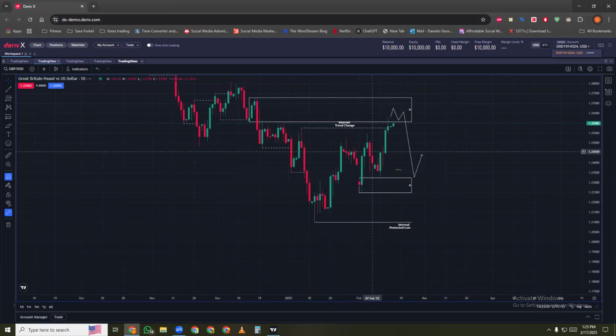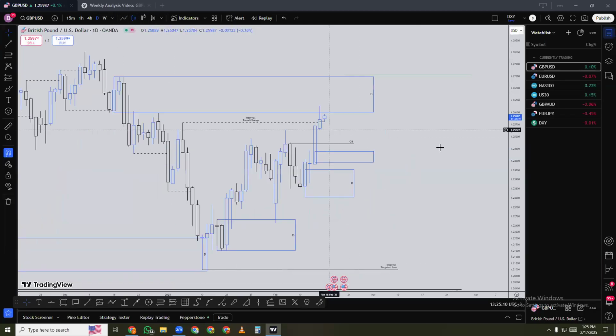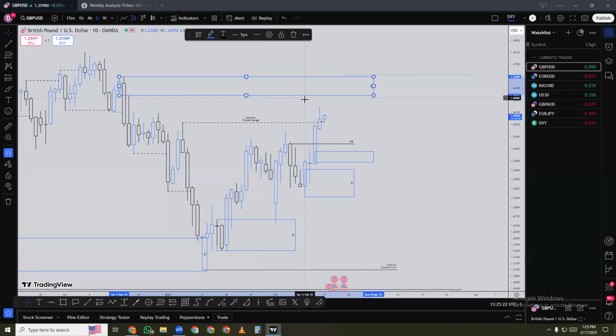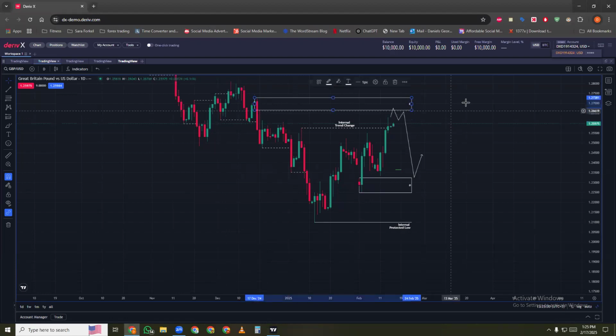Now, let's go to the daily on TradingView. This is what we have. This is the bigger zone, and as you can see, price has already tapped into that. But that would be my refined zone. Going back, this is my refined zone.